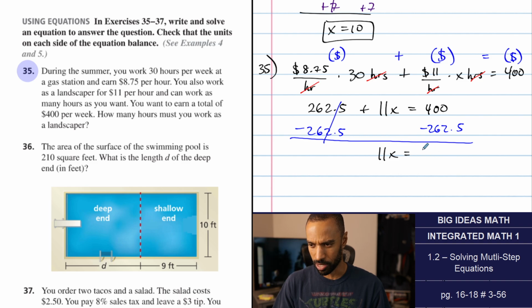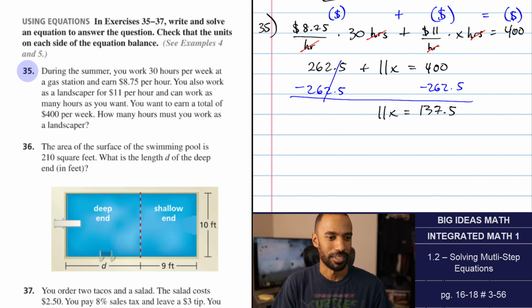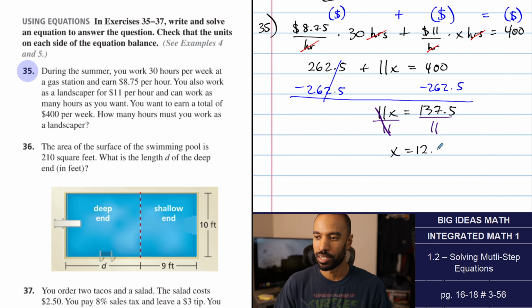140, 130, 137.5. All right, even if that was it, I don't know what that is. Oh, I think it's 12.5. Let me check this. 137.5 divided by 11. Aha, 12.5. So X, dividing by, I'm sorry, you don't know what I'm doing. I'm dividing both sides by 11, and that divided by 11 is 12.5. So what are we saying with that?